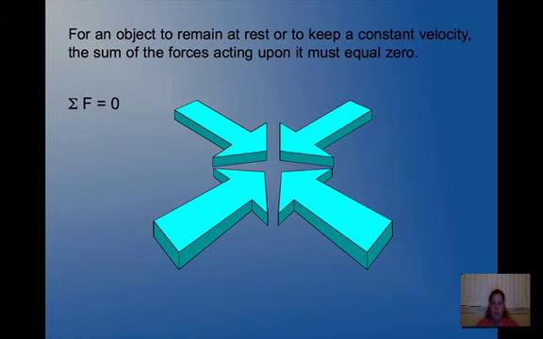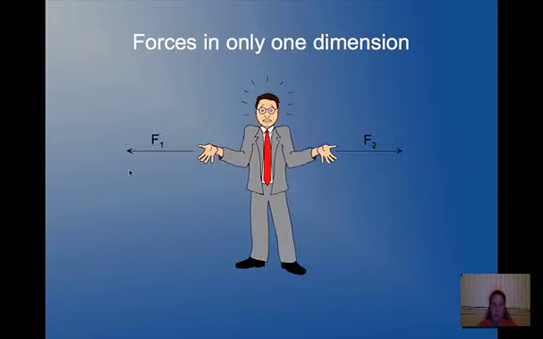But with forces, obviously Newton's second law says that if there's a force acting on an object, it will cause it to accelerate. So in order for an object to remain at rest or to remain at a constant velocity, that is, to not accelerate, the sum of all of the forces must add up to be 0. And again, this is our symbol for sum of, it's sigma F. So the sum of all forces, or the net force, must be 0.